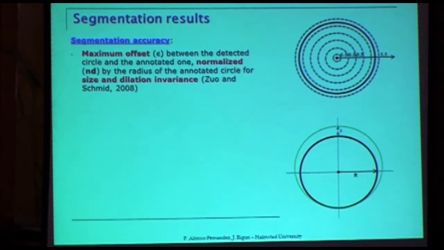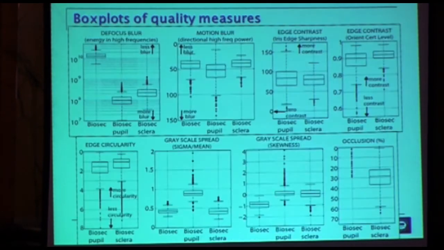To evaluate the segmentation accuracy, we compute this distance here between the detected circle, which is plotted here in green color, and the annotated circle, which is plotted here in black color. So this maximum offset is used as the measure of segmentation accuracy, and is normalized by R, the radius of the annotated circle, for size and dilation invariance. So if this epsilon here is equal to R, then the normalized distance is equal to 1. So we obtain invariance to these two factors.